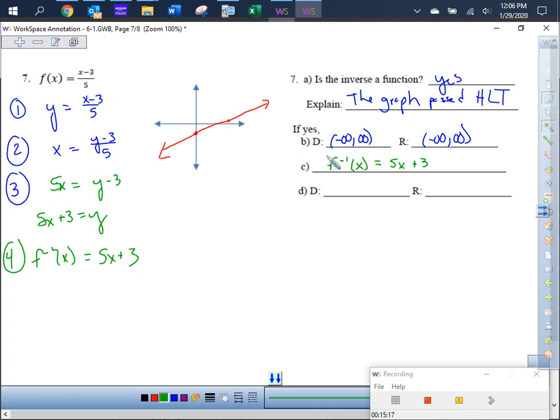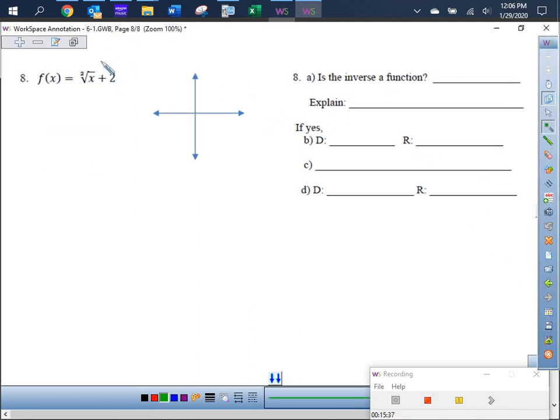Domain and range, we pull the switcheroony on the OG's domain and range. Don't make it any more complicated than you have to. What you got from part B, just pull the switch. And it's weird because they were both all reals. Like I said, later this chapter, it won't be that way. There'll be different things because we'll do more complicated functions.